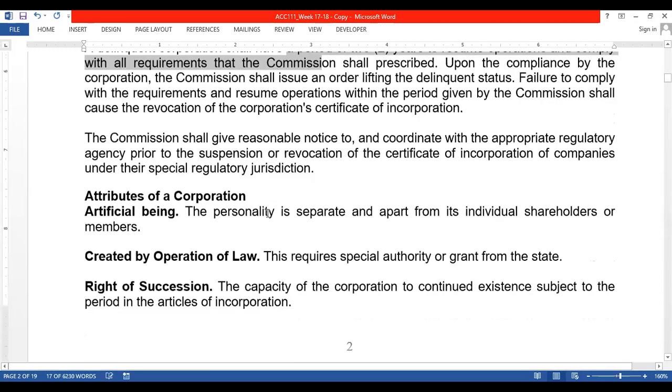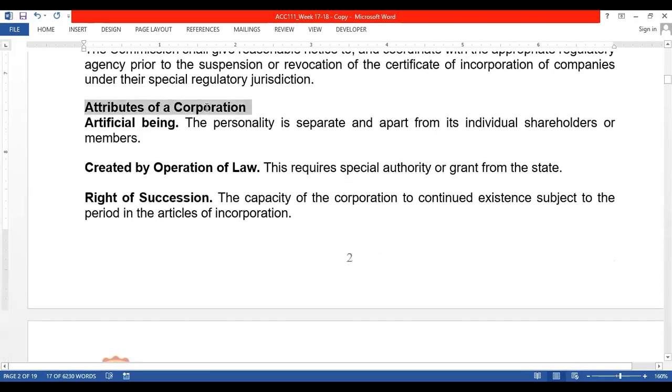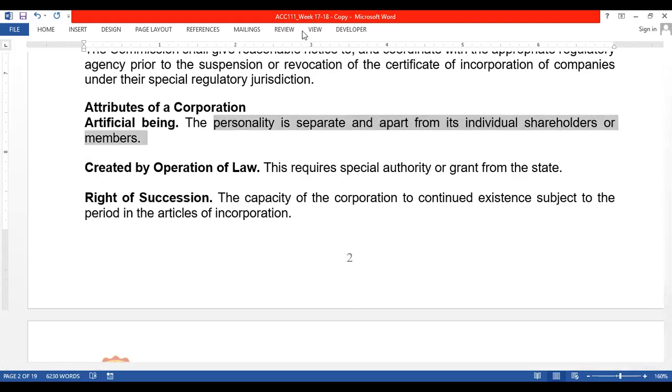Okay. And the attributes of a corporation by its definition, as I said earlier, the corporation is an artificial being. So it has an artificial personality. Like us, persons, we are called natural persons. We are natural beings. But in this case, the corporation has a separate personality. It is called an artificial being. So the personality is separate and apart from the individual shareholders or members. So it is like the accounting entity concept, that the corporation itself is separate and distinct from the shareholders or members.